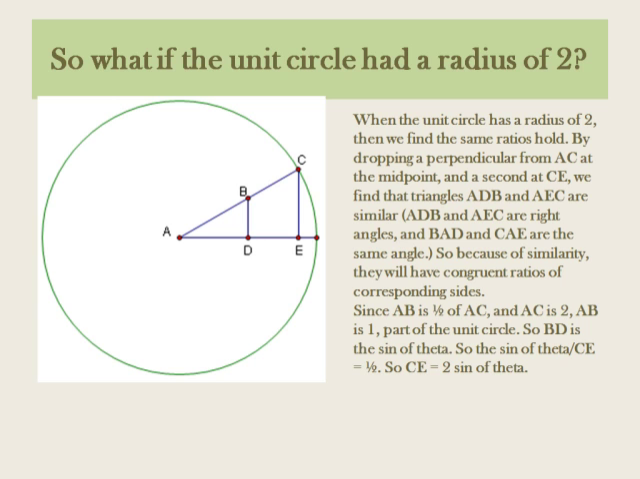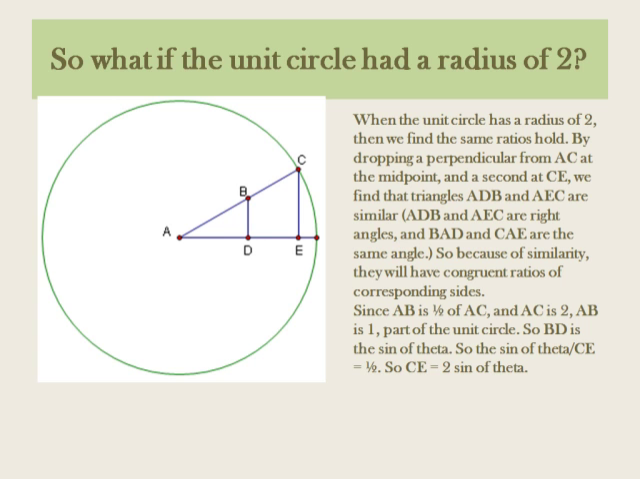By dropping a perpendicular from line AC at the midpoint and a second line at line CE, we find that triangles ADB and AEC are similar. They both have right angles, and they share an angle at A. Since they have two of the same angle measurements, and every triangle has interior angles that add up to 180, the third must be the same also.